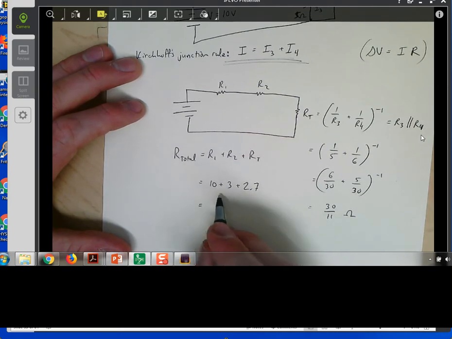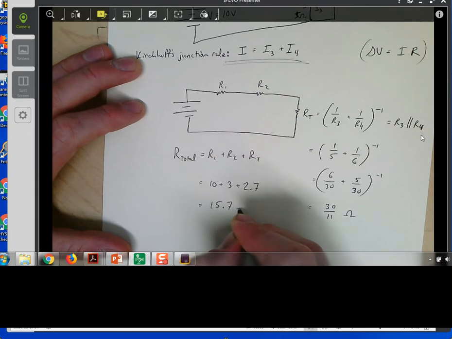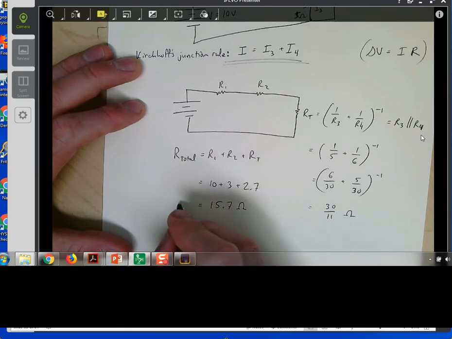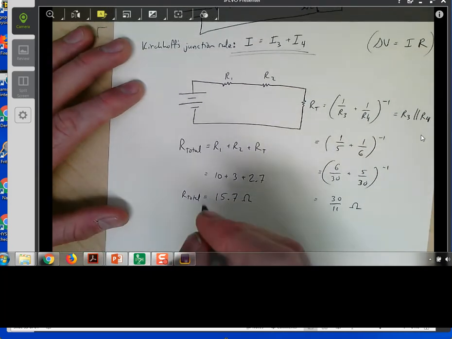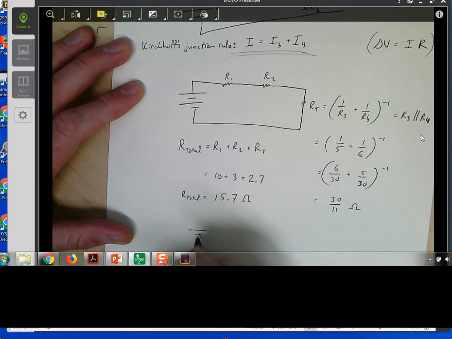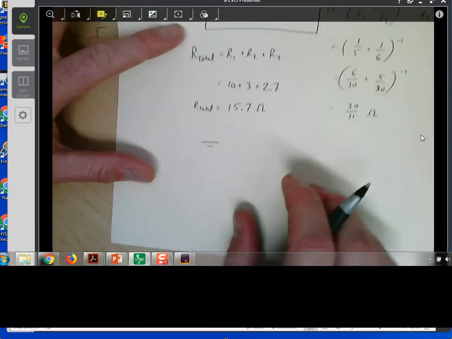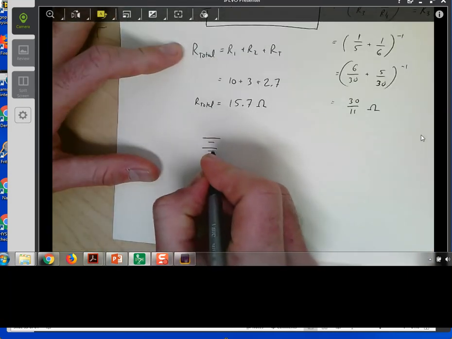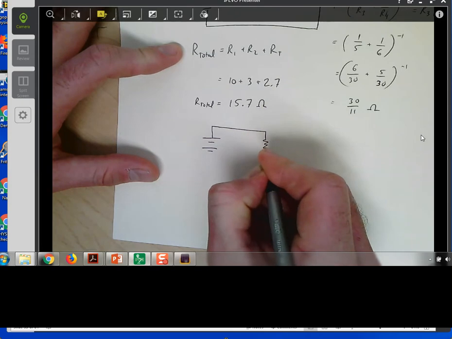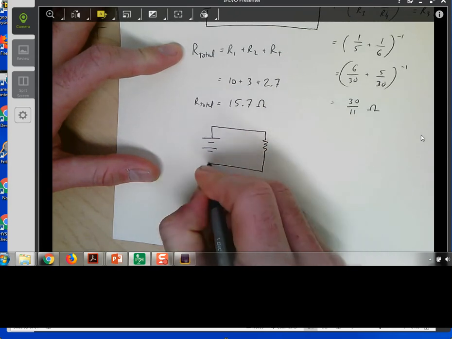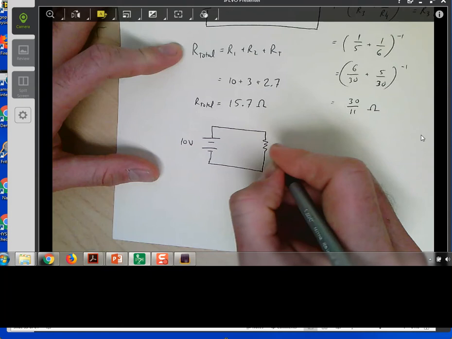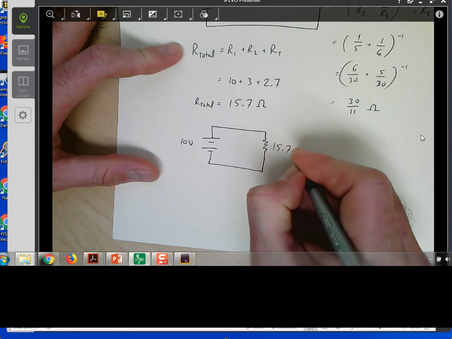We're going to add these numbers all up together. It's 13 plus 2.7, which is 15.7 ohms. That's my total amount of resistance here. So in other words, that behaves as if we had a battery with one resistor. This is my equivalent: 10 volts, 15.7 ohms.